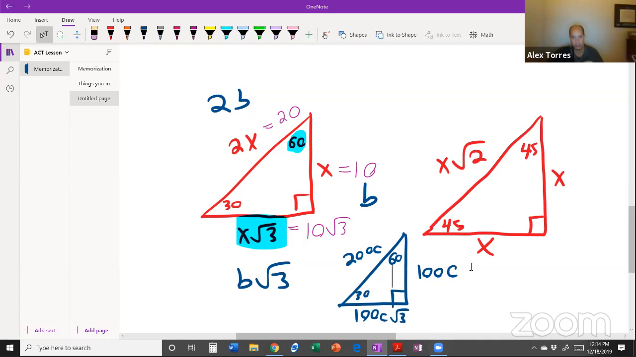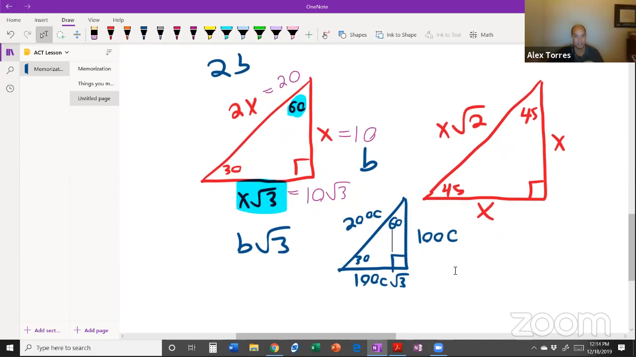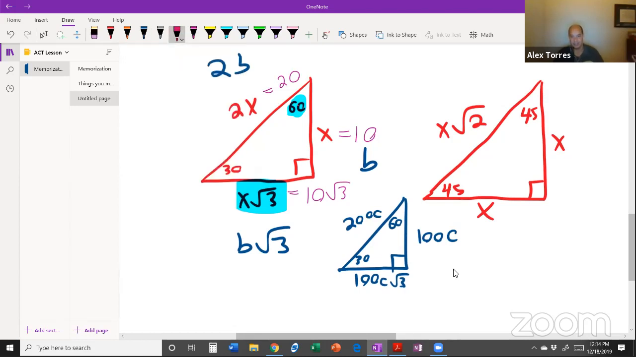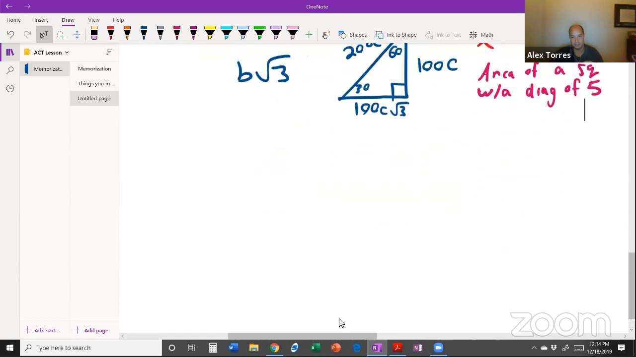And one more quick way you can tell this is a more important topic than the rest. I'm almost sensing it from the way I'm talking without realizing it. But one question would be, what's the area of a square with a diagonal of 5, let's say? So what's the area of a square that has a diagonal length of 5?